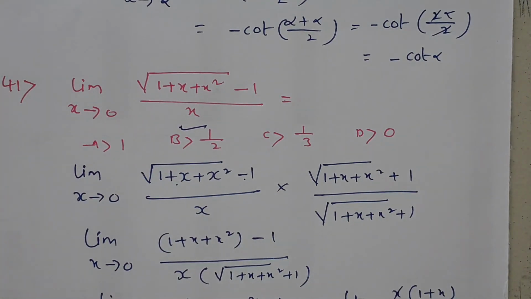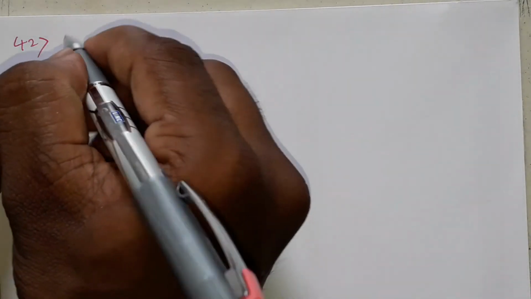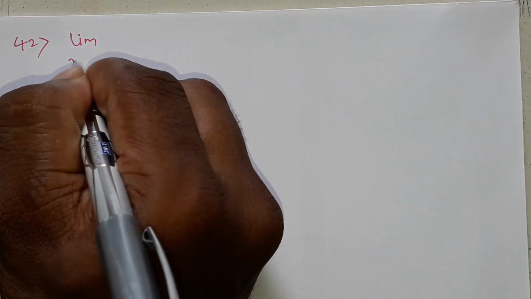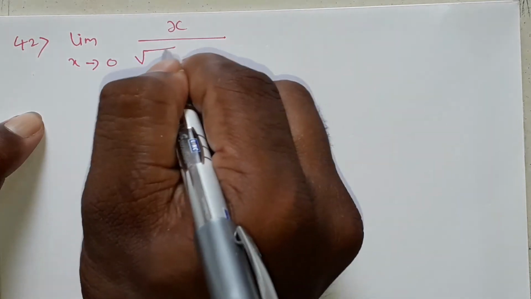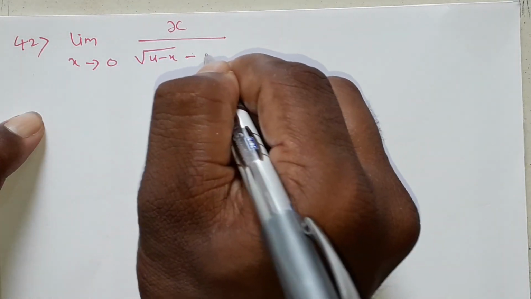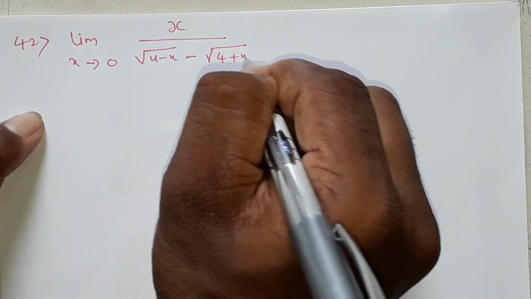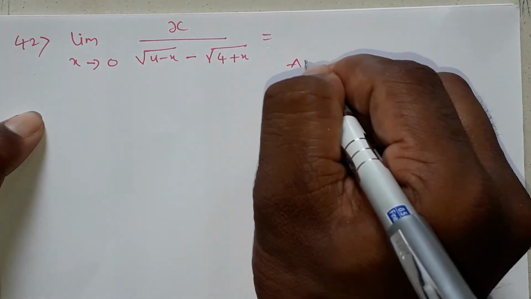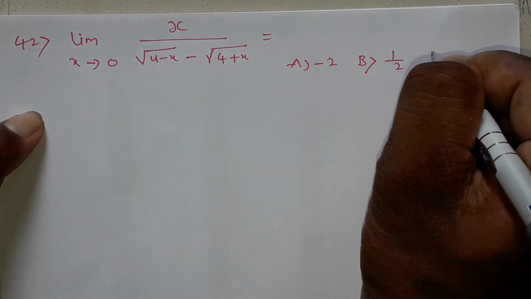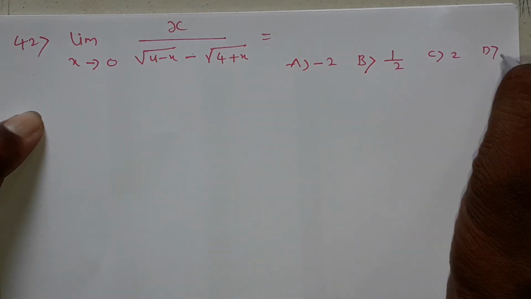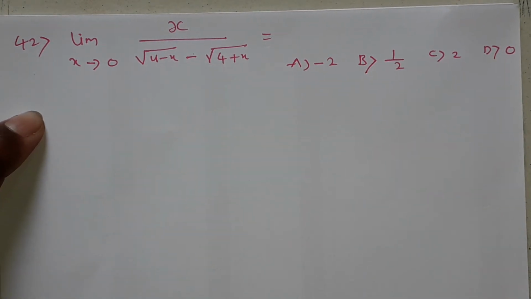Or another method is L'Hospital's rule. Question 42. Limit x extends to 0, x by (under root 4 minus x minus under root 4 plus x) equal to, option A is minus 2, option B is 1 by 2, option C is 2, option D is equal to 0.